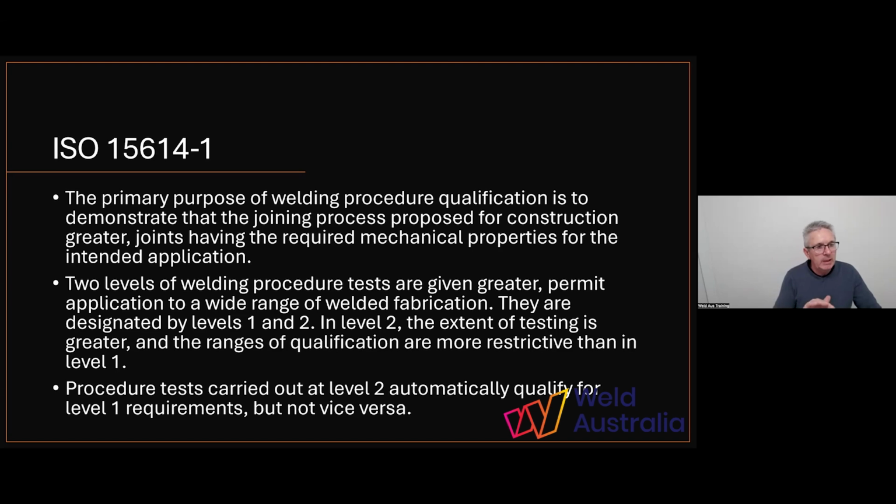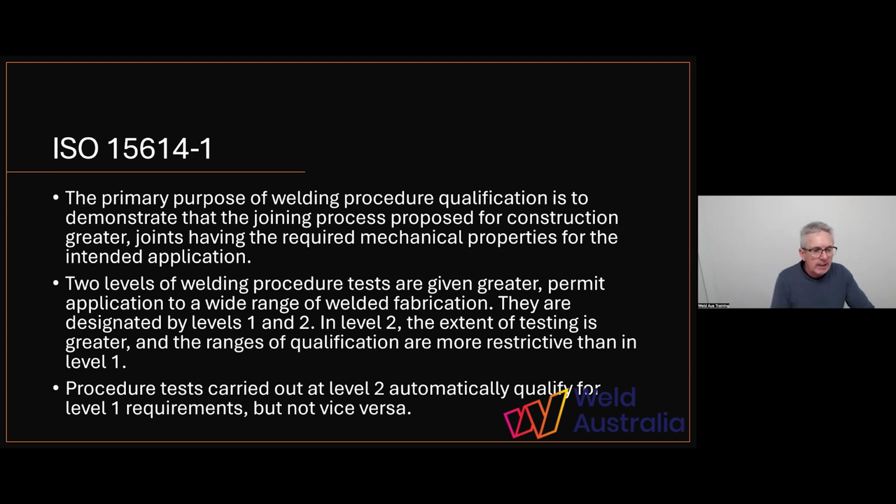So very similar, Amir, to when you're looking at 4037, your range of discontinuities is very similar in what they'll accept and what they won't. So when you start looking at your document, you've got to verify whether they're covering level 1 or level 2. And it's right at the top of the document, on the first page you look at, so you'll know straight away what level you're going to be checking when you navigate your way through the standard. Procedures carried out at level 2 automatically qualify for level 1 requirements, but not vice versa.